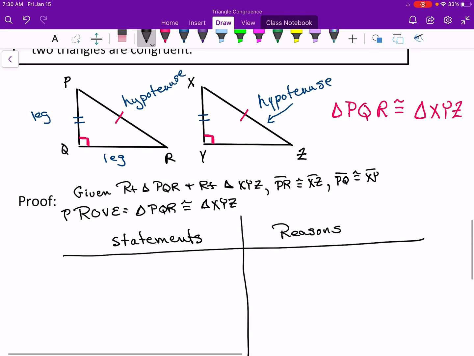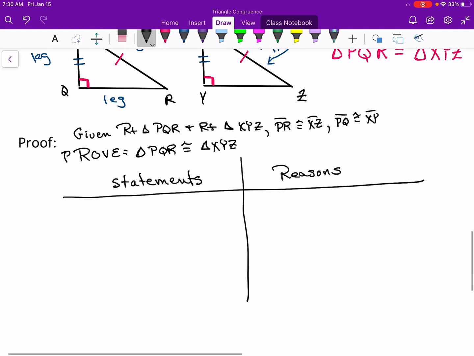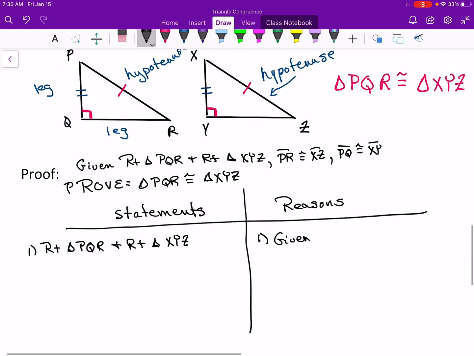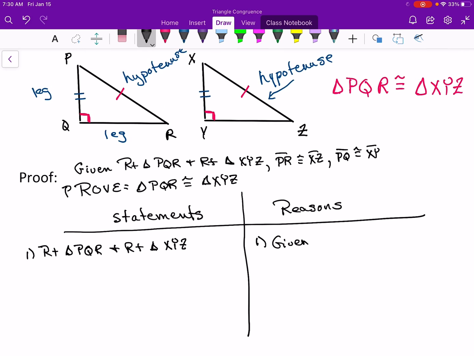All right, so let's get everything written down here. Step one, let's just write our given. We have right triangle PQR, and you have to put it all, and right triangle XYZ. And that is given. Now normally we write all the given right off the bat. Okay, I'm going to change it up just a little bit. Okay, I'm going to use this part first.